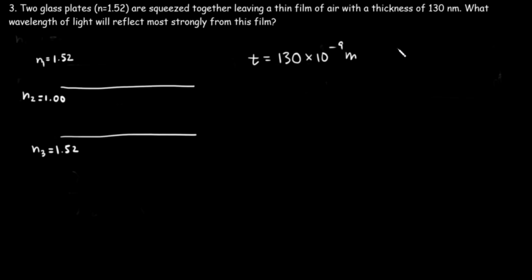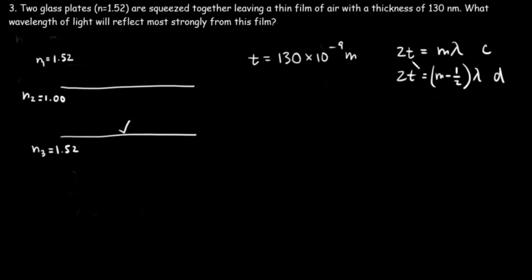Now the two formulas that we use is 2t equals m lambda for constructive, and then 2t equals m minus 1 over 2 lambda for destructive. Now let's see if there's any phase shifts. 1.52 to 1 is going to be, well, 1.52 is larger, so there's going to be no phase shift. And from 1 to 1.52, 1.52 is larger, meaning that it's slower, so there is going to be a phase shift here.